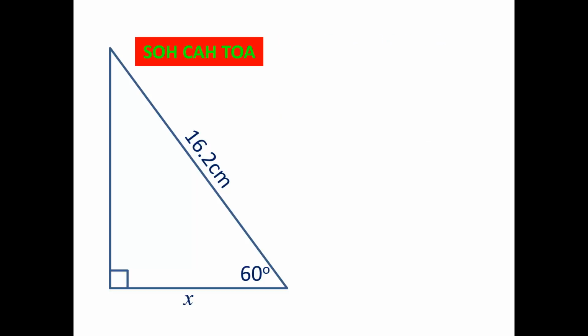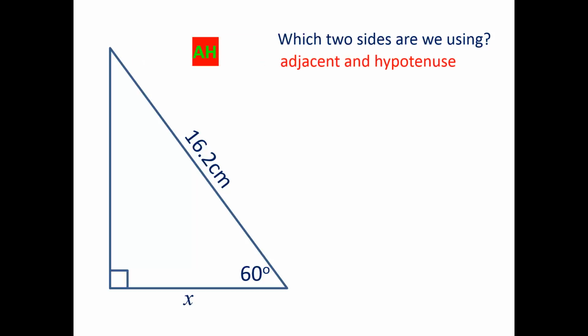So let's have a look then. First up, there's our SOHCAHTOA. We need to remember that. And the first thing, which 2 sides are we using? Right, so we've got the angle 60, and the sides are the x and the 16.2. So x is the adjacent, the 16.2 is the hypotenuse. So we look for A and H in SOHCAHTOA, and there it is. And that's next to the C, so the trig ratio we're using, the answer to that is cos. So we know we've got to use cos in this example.